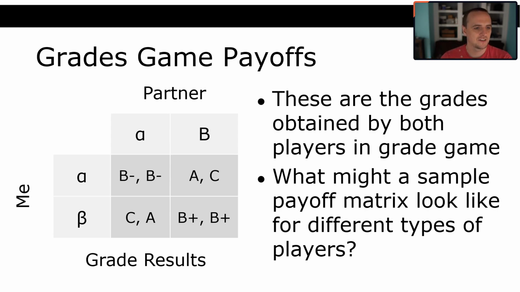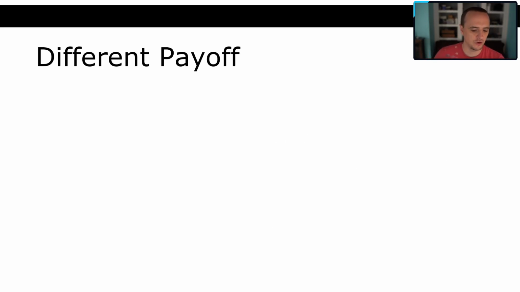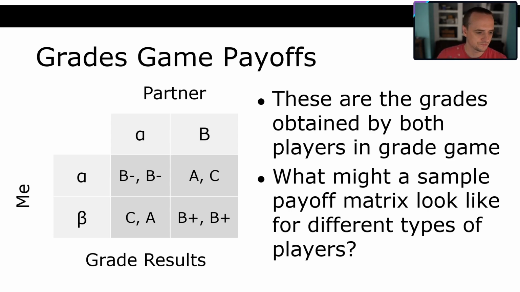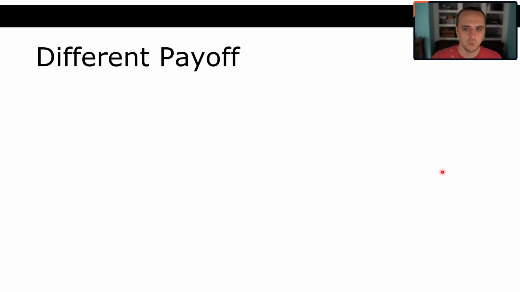All right. So back to the payoffs, the payoff stuff. So we talked so far about a bunch of greedy people, right? Both me and the other person were acting greedily. So these were the grades that were obtained in the grades game. So what might a payoff matrix look like for different types of players? For example, what if we had a player that cared about the combination of grades that they and their partner obtained? Okay? What if they cared about that?